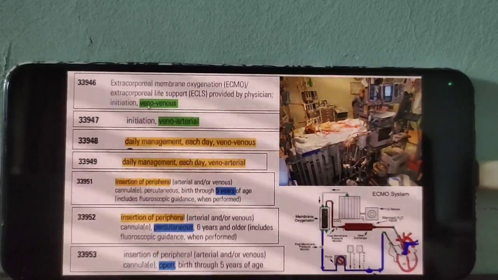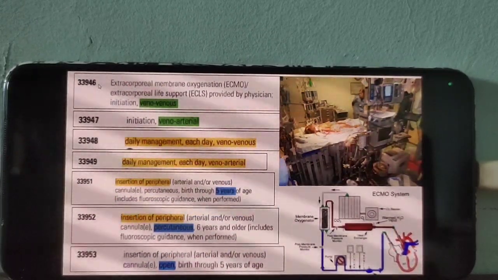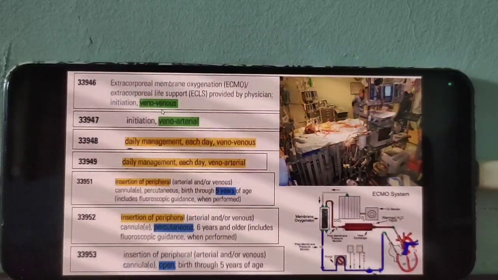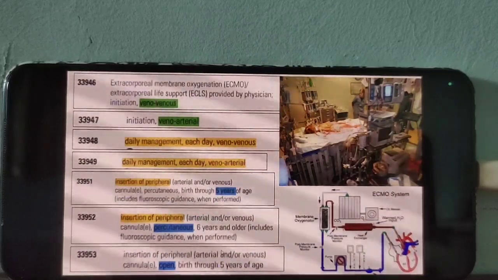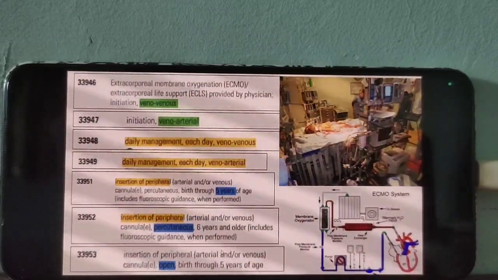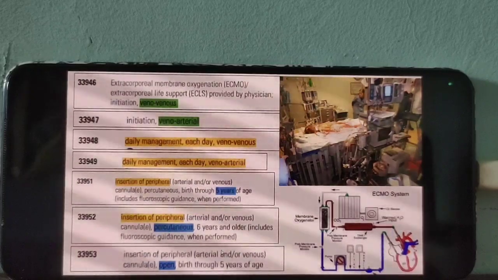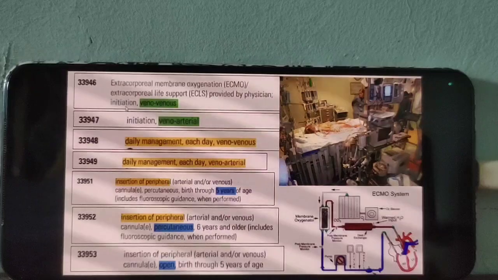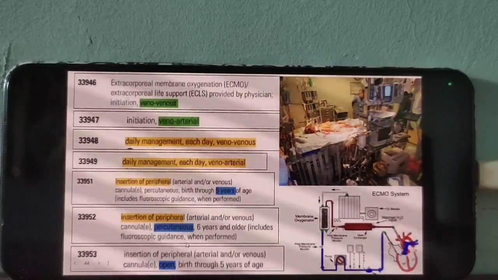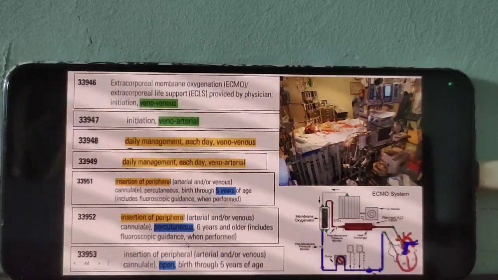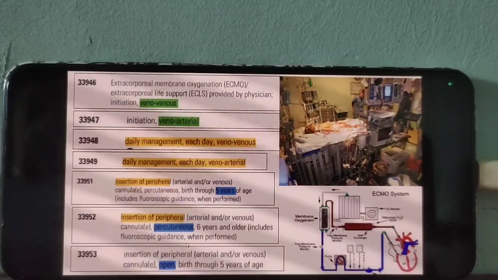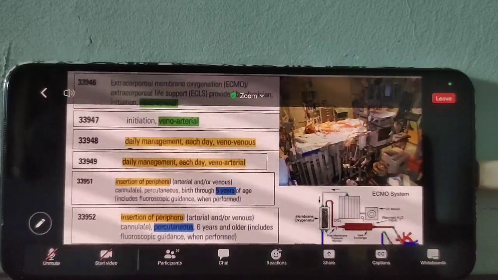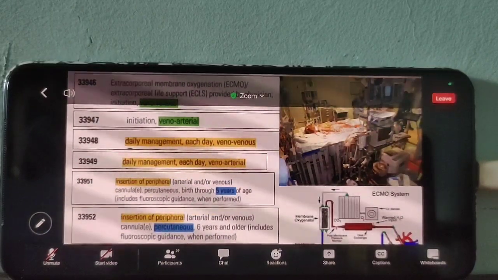If the device is attached vein to vein, go for 33946. Vein to atrium, 33947. Initiation means on the day of insertion. On the day of insertion, we should report 33946 for vein to vein insertion and 33947 for vein to atrial insertion.